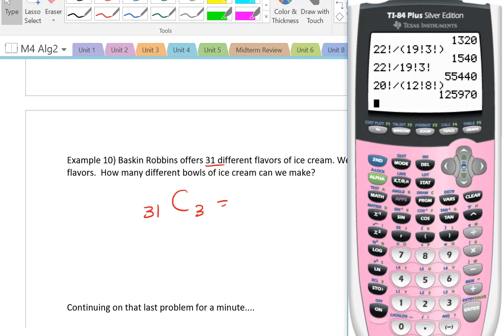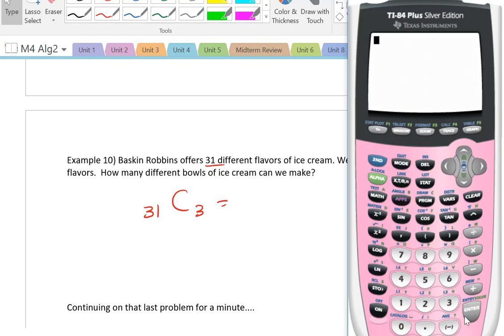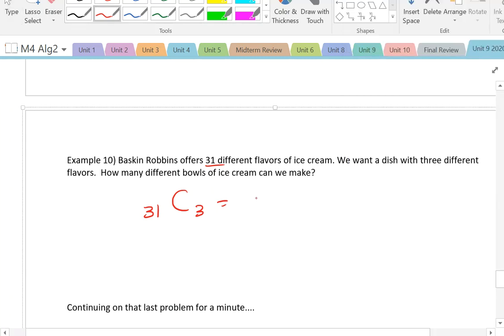I'm going to show you another trick with the calculator. You can also do a combination at math, under probability, without using factorials. You can actually use this nCr for combinations as well. So it's 31 nCr 3, and we get 4,495.